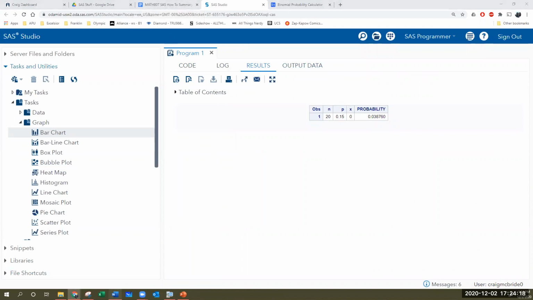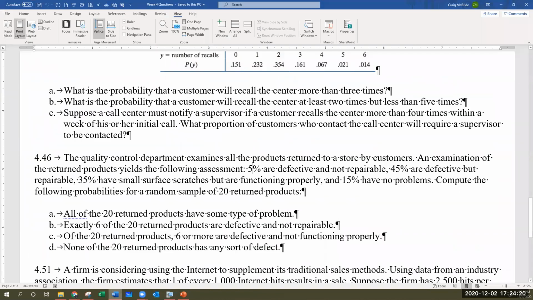Okay. So I think I confused mine now that you're saying that. I look at mine and I have that for all of the 20 returned products have some type of problem. That's what I had the 0.038 as for A, but it's also for D. So all of the 20 have some type of problem. None of the 20 have some sort of defect. So I think the words problem and defect are what's screwing me up. Yeah, I can see what you're saying.